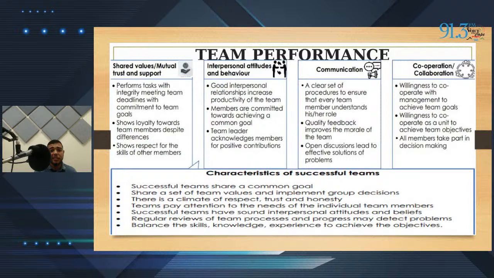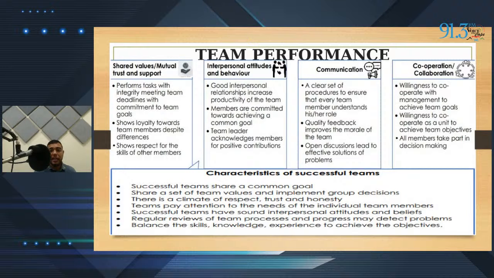Most of the time, it is the interpersonal attitudes and behaviors. So, this is where good interpersonal relationships increase productivity of the team. Members are committed towards achieving a common goal, and the team leader acknowledges members for positive contributions.